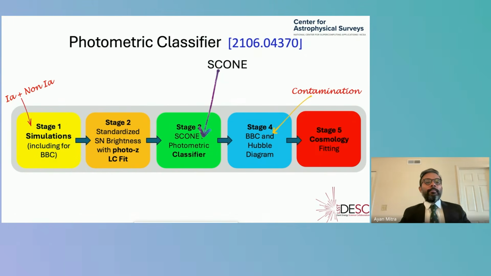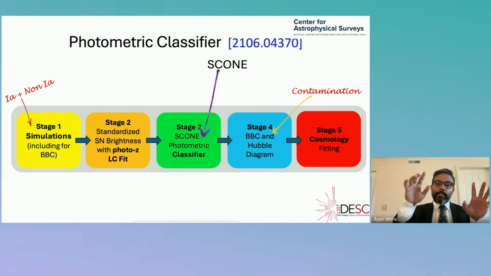So you have some simulations, don't worry about that. Then you have a light curve fit. You remember the standardization from the early slides. So you have the light curve, that's the brightness distribution, we call it the light curve. So you feed the supernova data to the light curves.